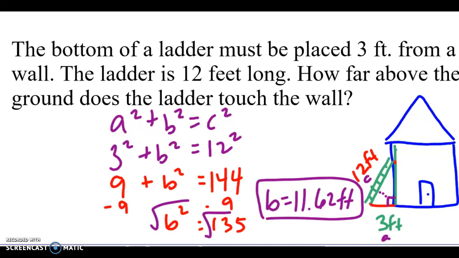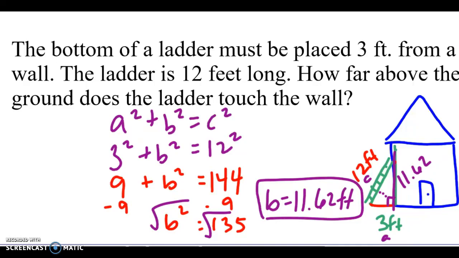And then you just ask yourself if it makes sense. So we're saying it reaches the wall at 11.62 feet. Our ladder's only 12 feet. So it's only a little bit taller if it were straight up and down against this wall right here. So would it make sense that a 12-foot ladder could be placed 3 feet from the wall and hit at 11.6 feet? Yeah, it's a little close, but it works. Okay, so that is our answer. So you just check it out.